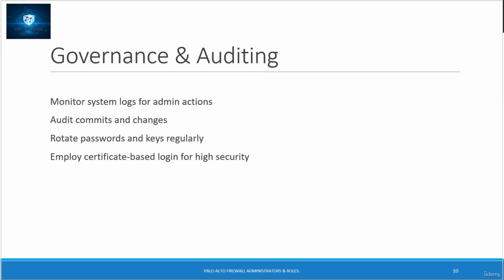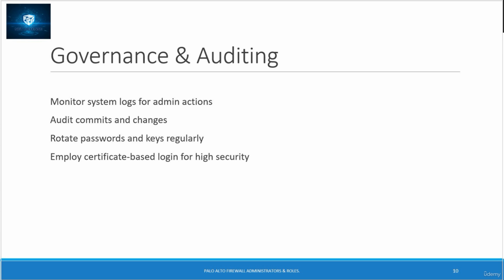Then one of the main things is governance and auditing. Now, it's not just about access, right? Tracking is just as important. Governance features would include monitoring system logs to track who logged in and what actions were taken, right? A particular admin, when he logged in, what changes he made. So this is where governance and auditing comes into the picture. Auditing commit history to understand the changes, regular password and key rotations to reduce security risks, and certificate based login for stronger passwordless security. Now you have this certificate based login for the admins as well.